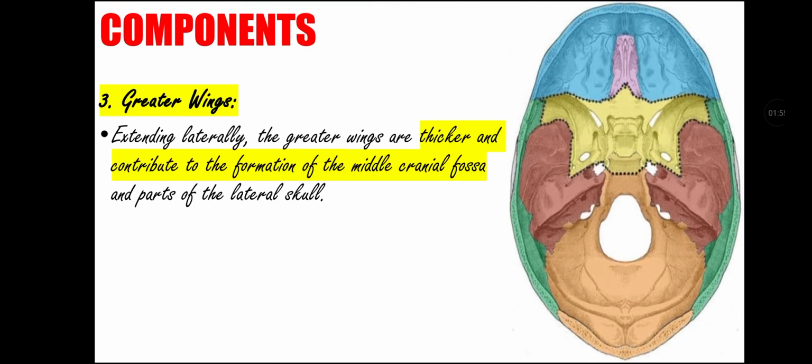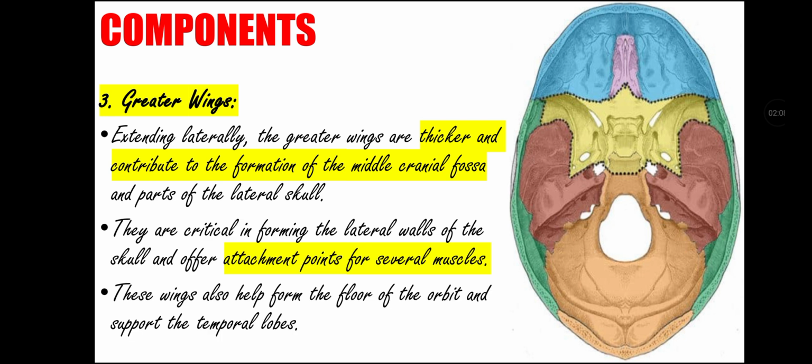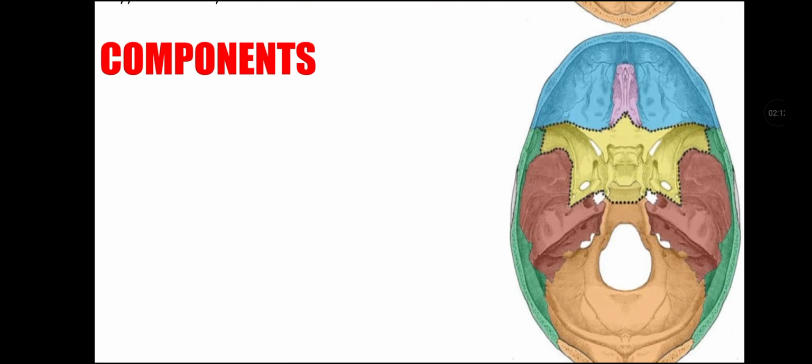Then it has greater wings that extend laterally, and greater wings are thicker and contribute to the formation of middle cranial fossa and part of lateral skull. They are critical in forming the lateral wall of skull and offer attachment points for several muscles. These wings also help form the floor of orbit and support the temporal lobes.